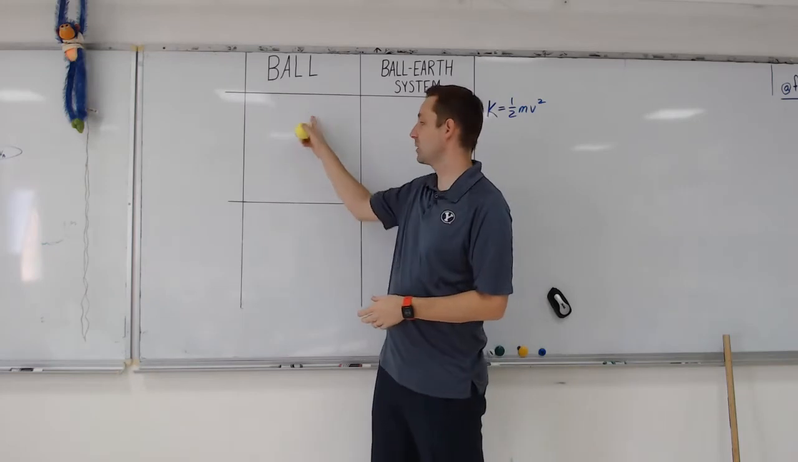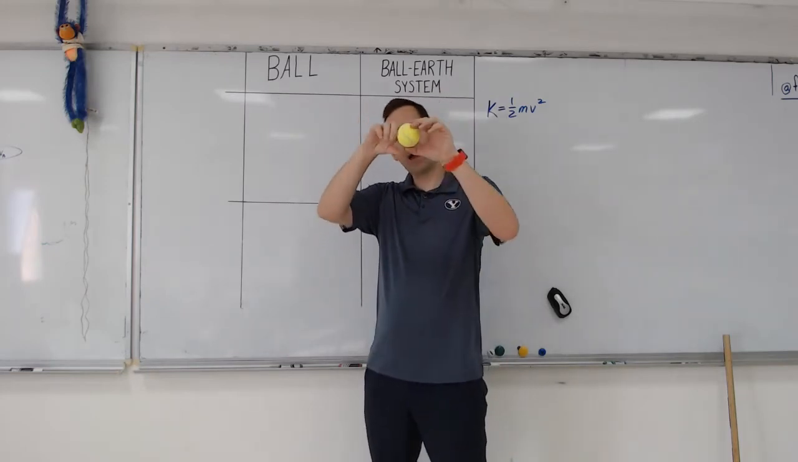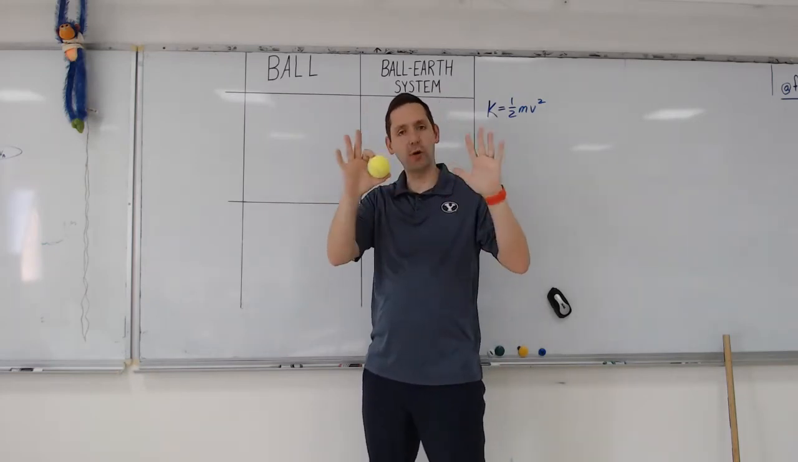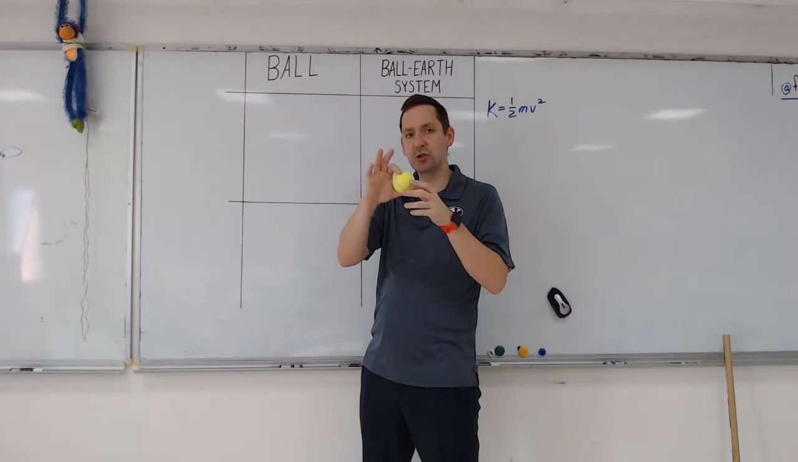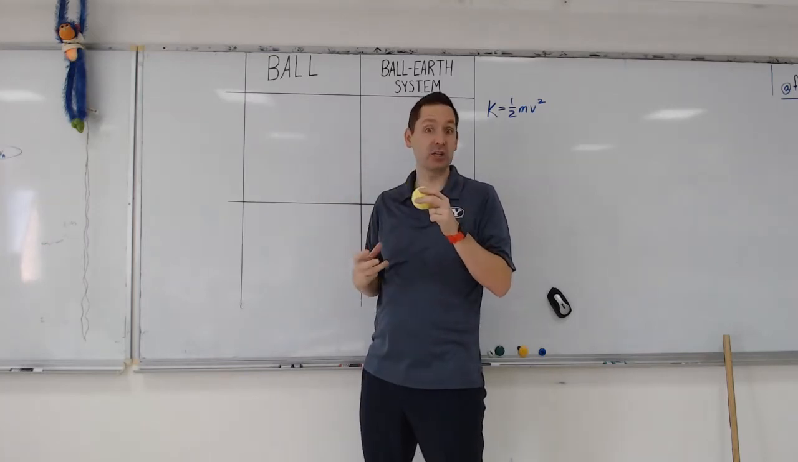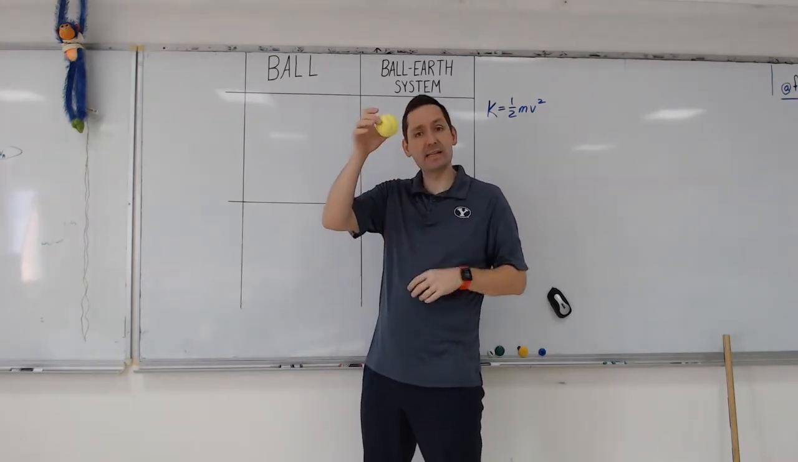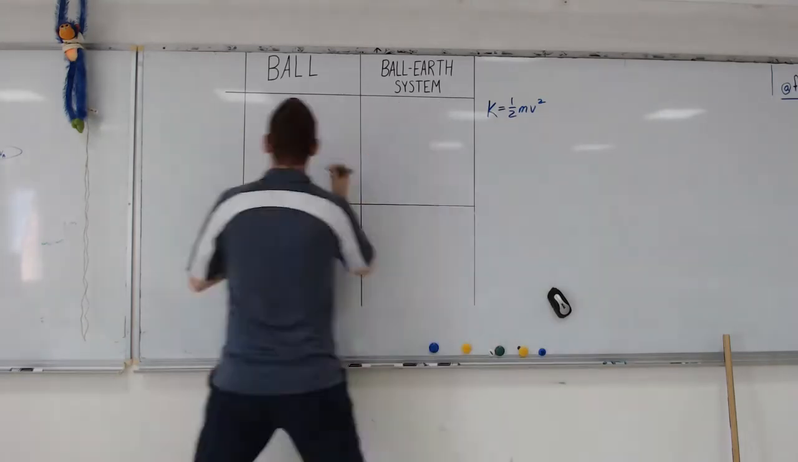Okay, first we're going to look just at the ball. The ball at this point in time has no energy. Okay, it doesn't have kinetic energy because it's at rest. It doesn't have gravitational potential energy because that requires an interaction between two objects. It is at rest, no energy.